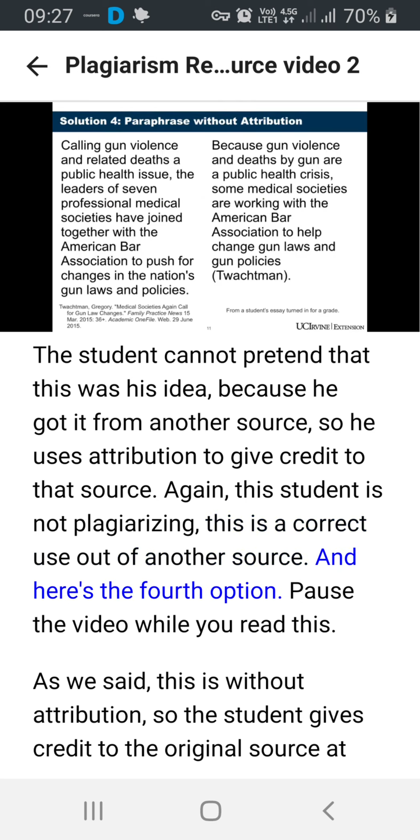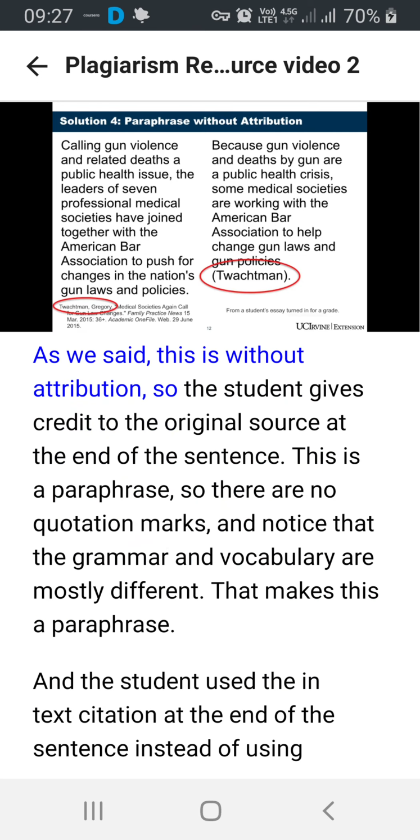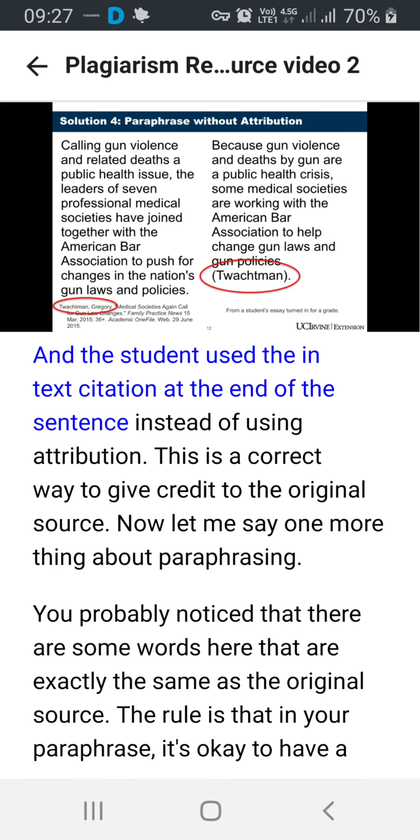And here's the fourth option. Pause the video while you read this. As we said, this is without attribution. So the student gives credit to the original source at the end of the sentence. This is a paraphrase, so there are no quotation marks, and notice that the grammar and vocabulary are mostly different. That makes this a paraphrase. And the student used the in-text citation at the end of the sentence instead of using attribution. This is a correct way to give credit to the original source.